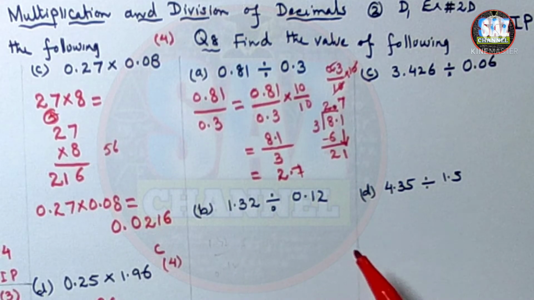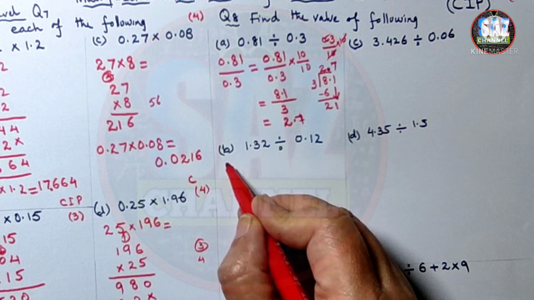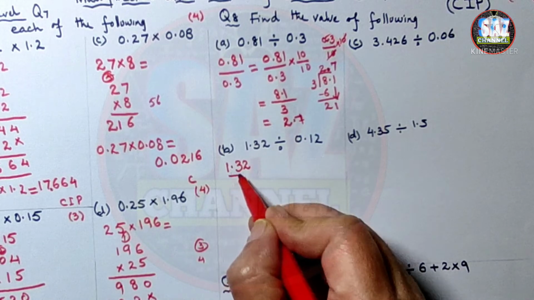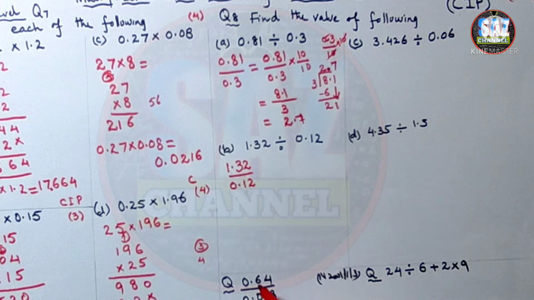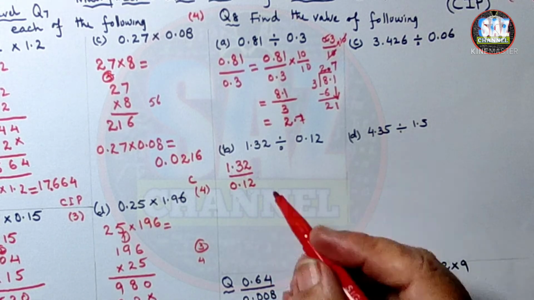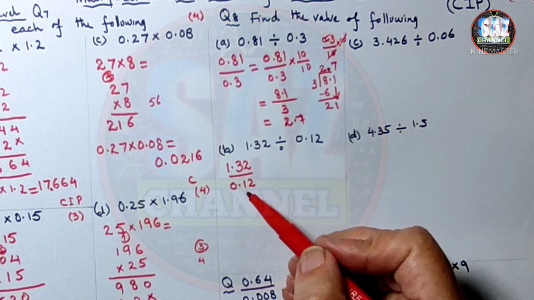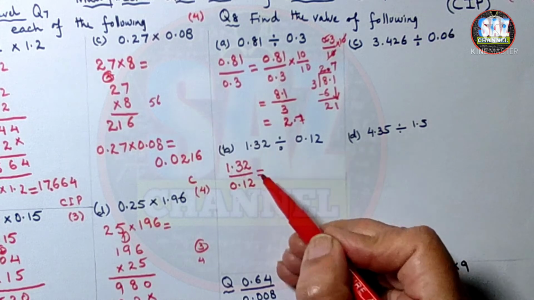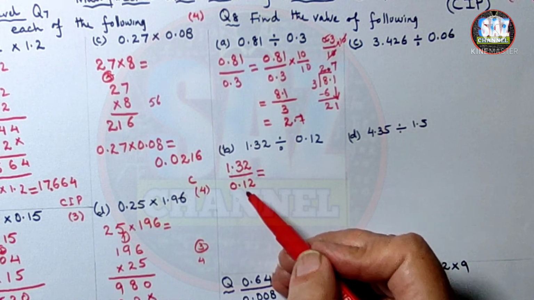Moving to the next question, that is 1.32 divided by 0.12. Now first step, recall my first step, what we have to do. Yes, we have to write our question in the form of a fraction. Here I have turned this division sign into a fraction, and then I have to make my denominator free from this decimal by multiplying by a suitable power of 10.